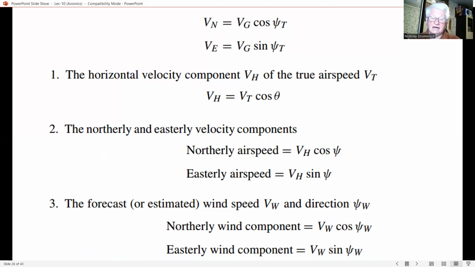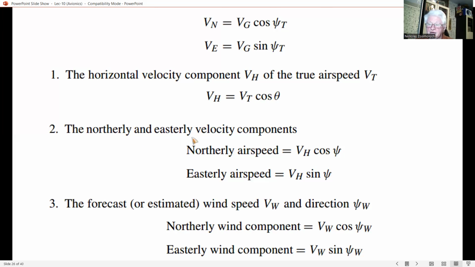In the case of an air data-based DR navigation system, the northerly and easterly velocity components v sub n and v sub e of the aircraft can be derived as follows. First of all, the horizontal velocity component v sub h of the true air speed v sub t is obtained by resolving v sub t, the true air speed, through the aircraft pitch angle theta. So we may write v sub h proportional to v sub t times cosine theta.